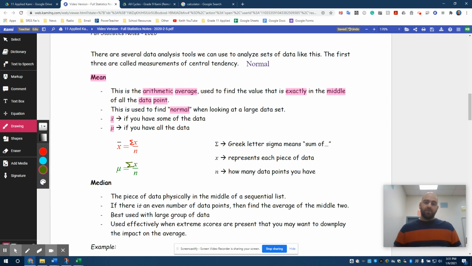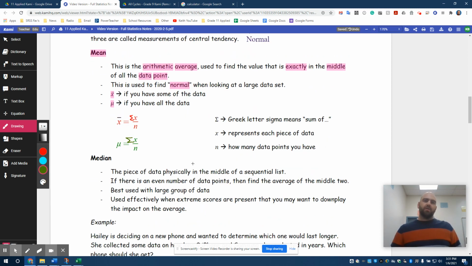You've probably looked at this. If you want to take a look at the average heights of certain people, we add all the heights together, divide by the number of people we have, and that's going to give us our average.